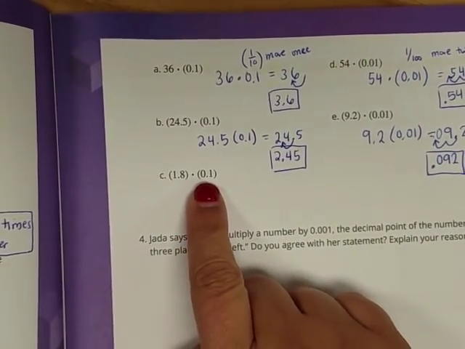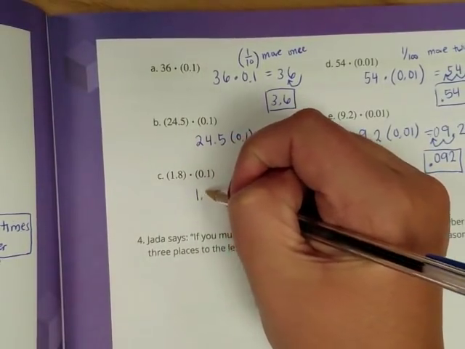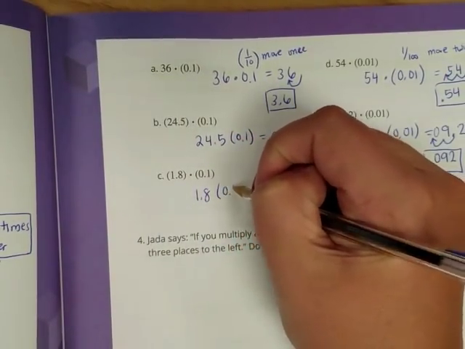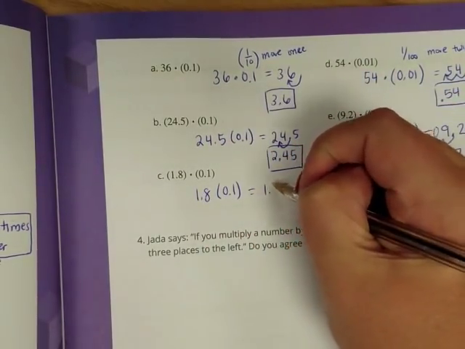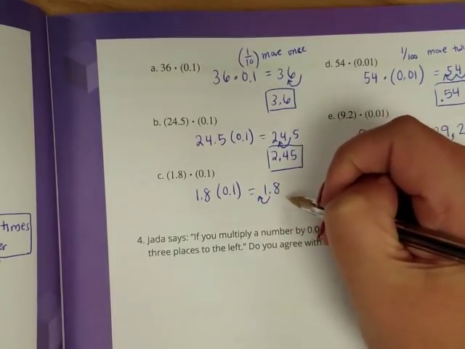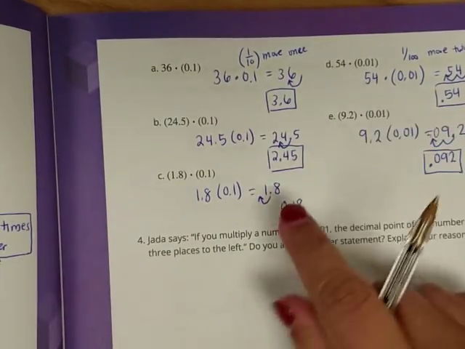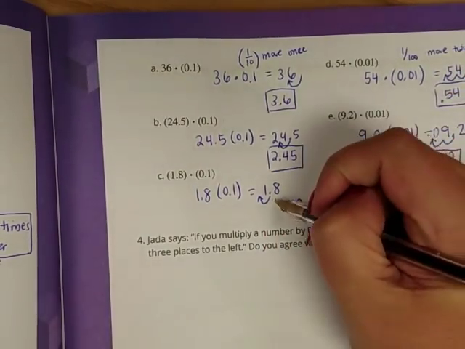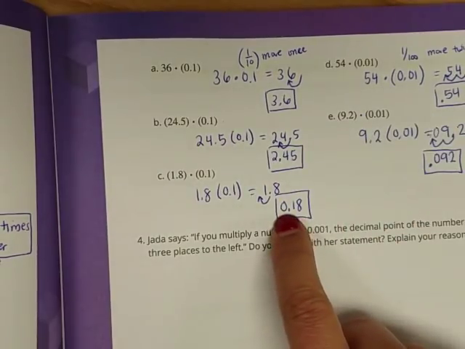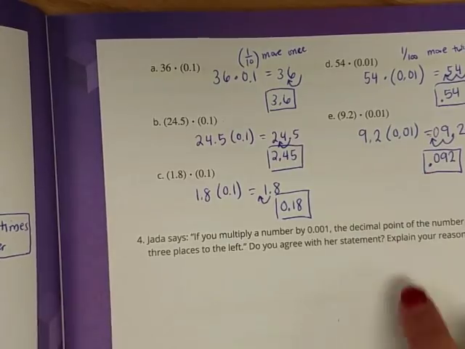1.8 times 1/10. 1/10 we know means to move once. So 1.8, move it once, and you get 0.18. And I'm putting a 0 there in the ones place value. So I didn't here, but you can. So you can do both ways. Sometimes I put a 0, sometimes I don't. It depends on the problem, I guess.